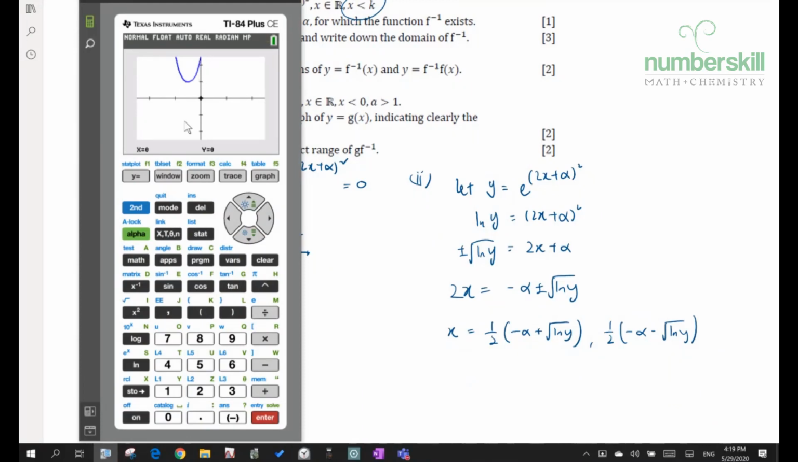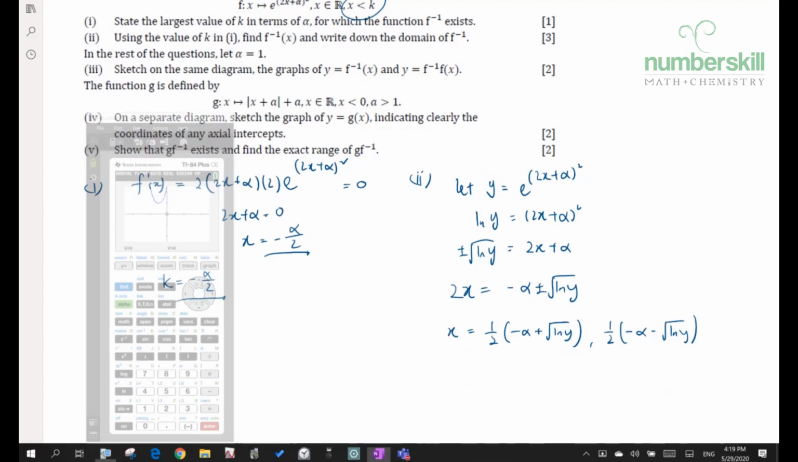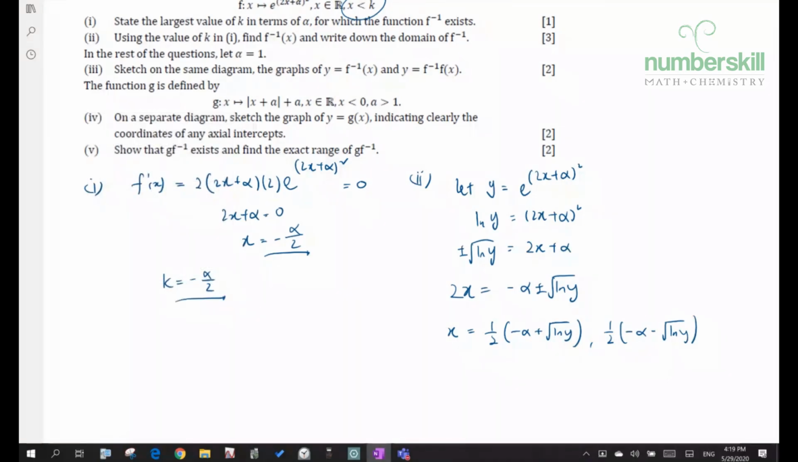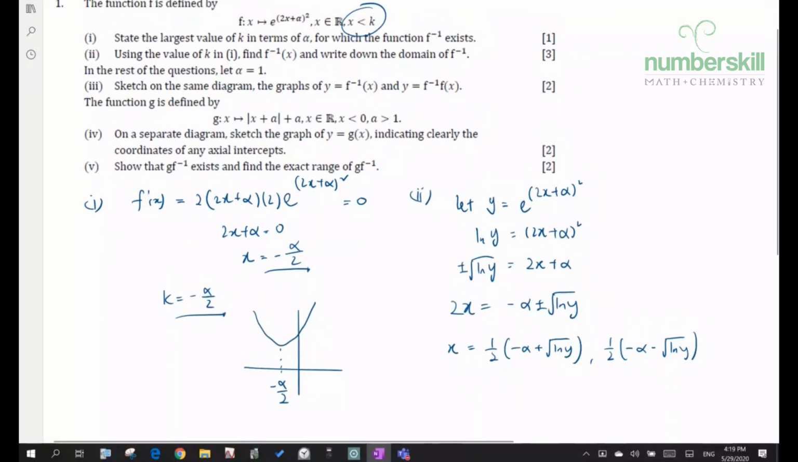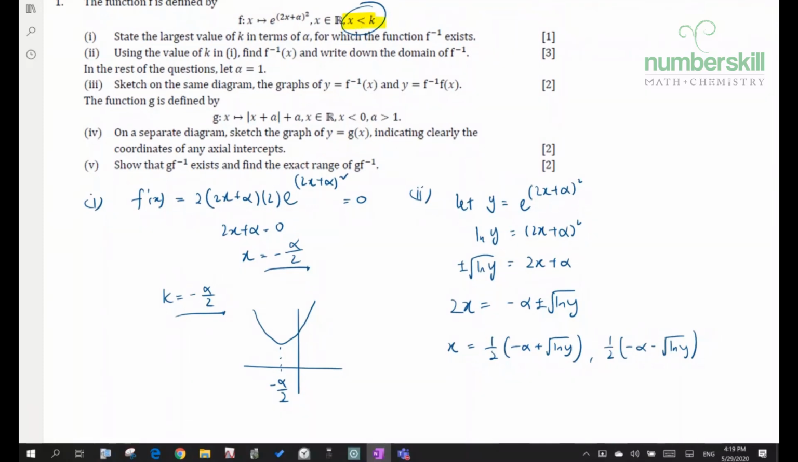So with that in mind, you understand that the original function is a bit like this, and I figured out that this was the negative alpha over 2. Pay close attention to the domain. The domain is not there for fun. It's literally there to tell you, hey guys, I'm actually only taking this side. That is why this side is the one-to-one. The inverse that you're trying to find is the inverse of this orange side, not the whole thing, because inverse doesn't exist for the whole thing.